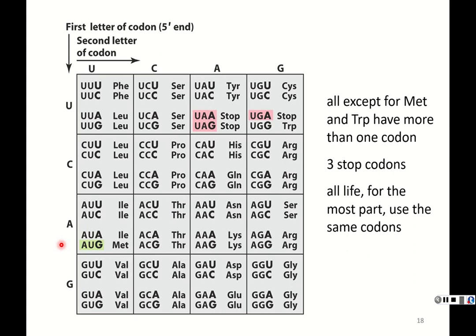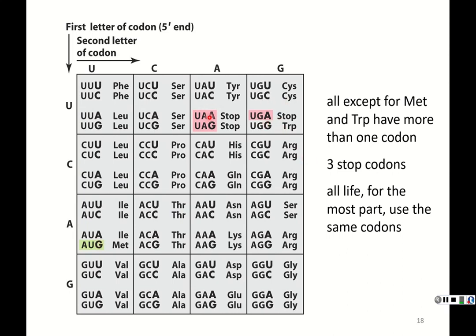All amino acids, except for methionine and tryptophan, interestingly enough, have more than one codon. We said that with codons 3 nucleotides in length, you can have 64 codons. That gives amino acids the ability to have more than one codon, and they all do except for methionine, which is the start codon, and tryptophan.